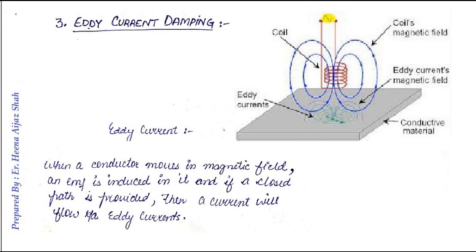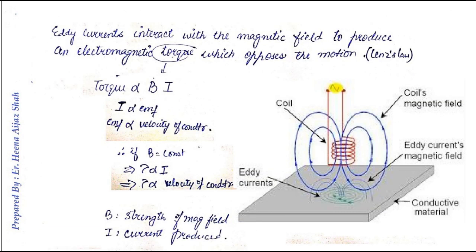Now, we know that deflecting torque is always proportional to the current. If we talk about eddy currents, these eddy currents will also be able to provide some sort of torque. That means these eddy currents interact with the magnetic field to produce an electromagnetic torque, which will oppose the motion, as we already read in Lenz's law that it opposes the cause. So it will oppose the motion.